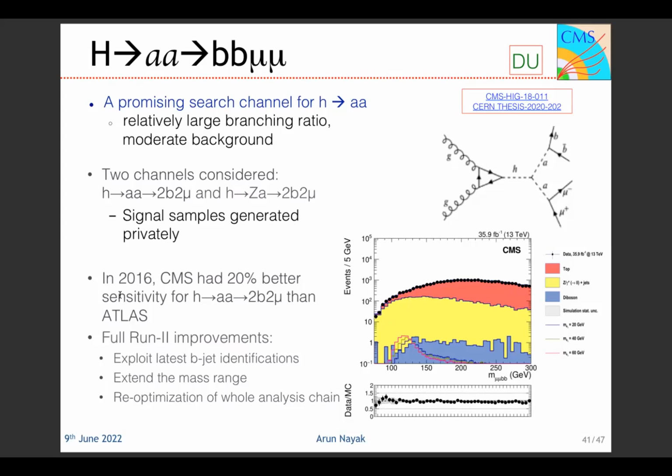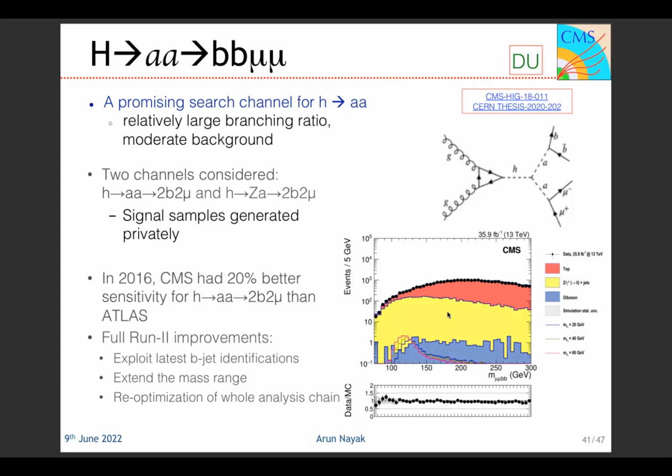In the 2016 analysis, there was already something like a 20% improvement, better sensitivity in the same channel compared to ATLAS. This is the result from 2016. And then the Indian groups, I think, contributed to the full Run 2 analysis using the 2017 and 2018 data. This exploits the latest B-tagging identification criteria like deep CSV and so on, and then the extended mass range and the re-optimized analysis chain.